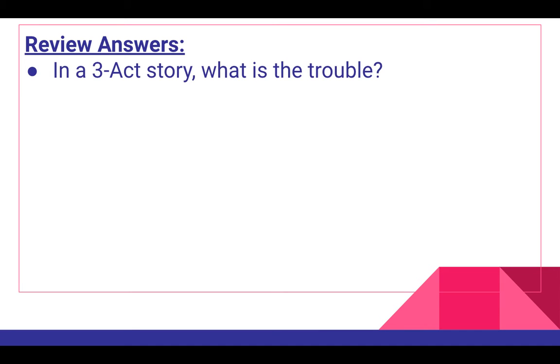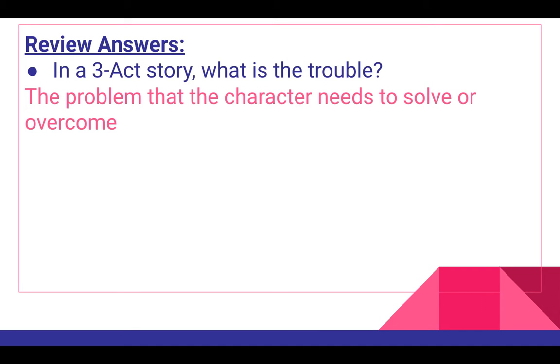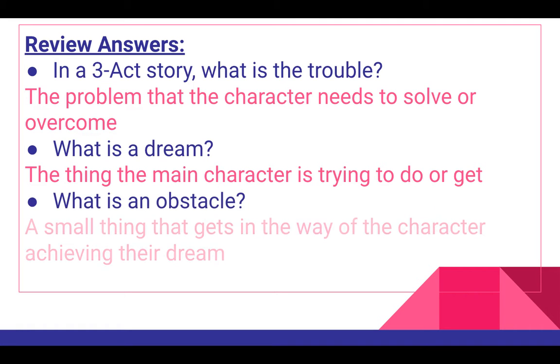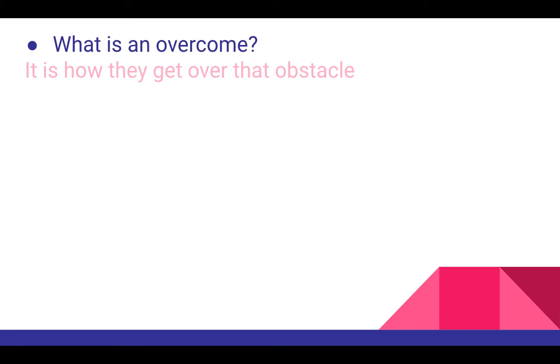So in a 3-act story, the trouble is the problem that the character needs to solve or overcome. Mine is probably way more wordy than yours, just in the neighborhood is fine. The dream is the main thing the character is trying to do or get. The obstacle are the small things that get in the way of the character as they're trying to achieve their dream. Overcome. It's how they get over the obstacle.